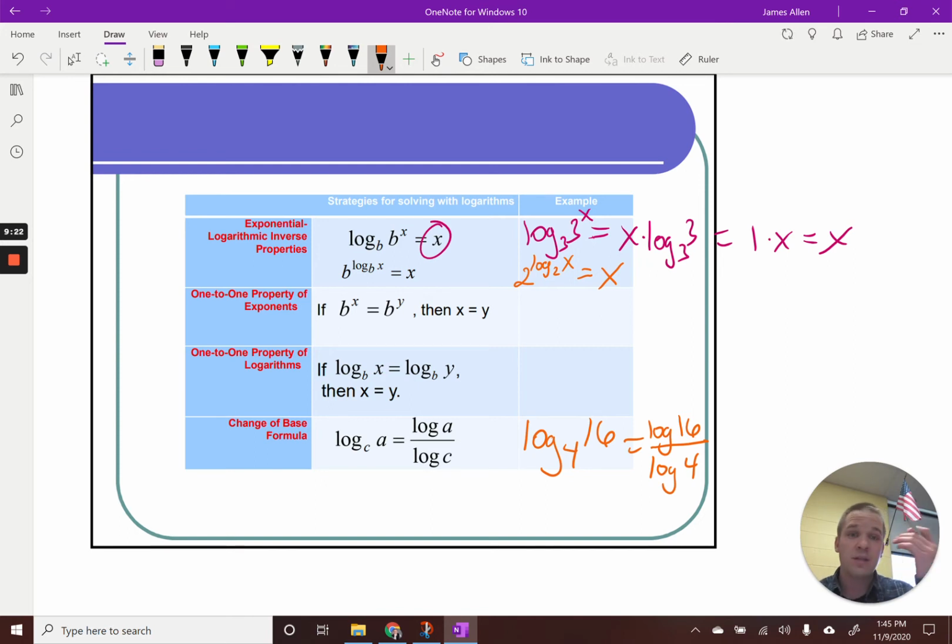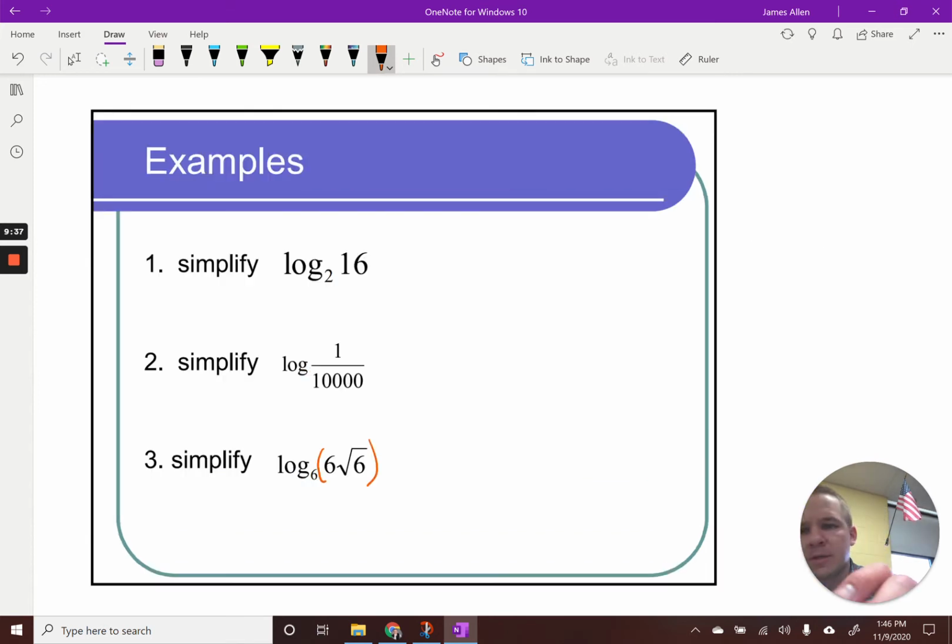A lot of us have the TI-84 now, but if you have an 83 that you're using, you don't have the log base feature, so you do need to use change of base. Boom, there it is. Fantastic. We got all the properties. Now it's time to use them. All righty, let's do it.